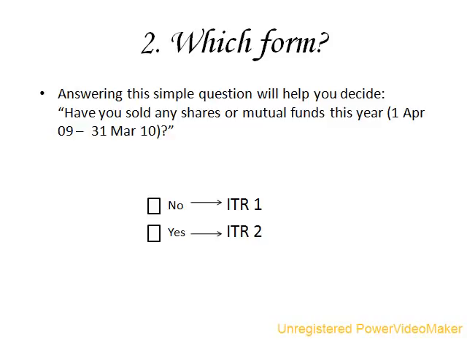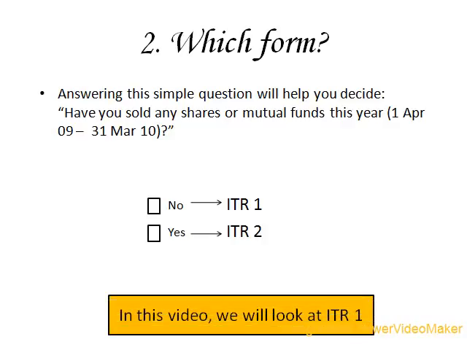And if you have to file returns, which form do you fill? If you're salaried, it is either of ITR 1 or ITR 2. Answering this simple question should help you decide which one. Have you sold any shares or mutual funds in the year that we're talking about, between 1st April 09 to 31st March 2010? If no, your life is very simple. You have to file the extremely simple and easy ITR 1. But if you have sold shares or mutual funds, you may need to file the ITR 2. In this video, we should look at ITR 1 in a little more detail.